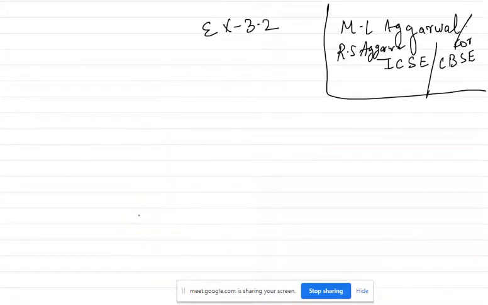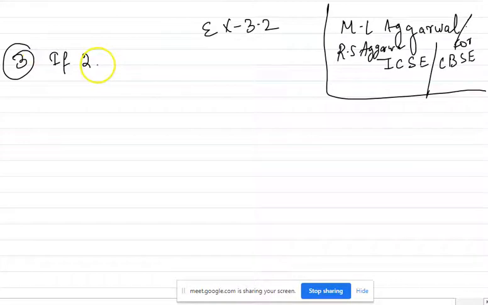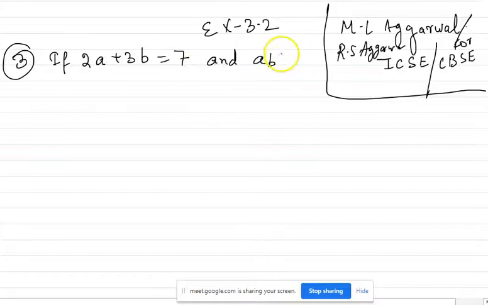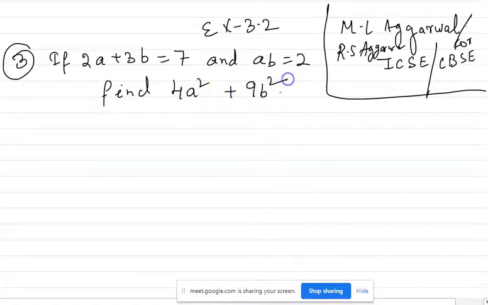The next question is, we are doing number 3. If 2a plus 3b is equal to 7, and ab is equal to 2, find 4a square plus 9b whole square. All right. So in this question we have to find the value of 4a square plus 9b square.